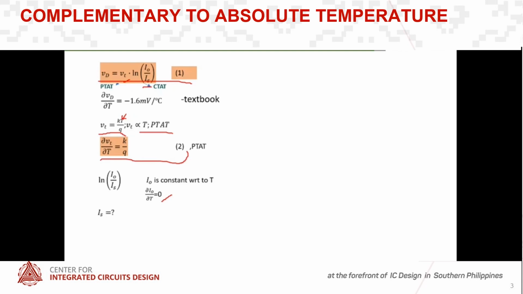We know that IS is the reverse saturation current of the diode. It is an intrinsic property of the diode, but it depends very much on the temperature and the process. With that, we will discuss elaborately the terms that this reverse saturation current depends on, so we can see what happens and why our diode voltage is CTAT.